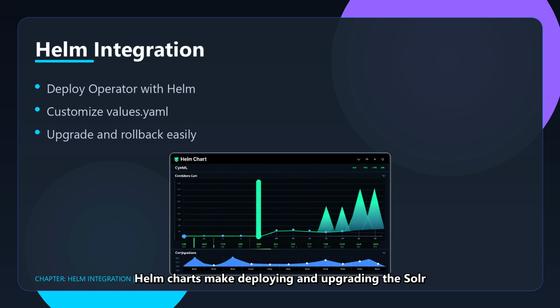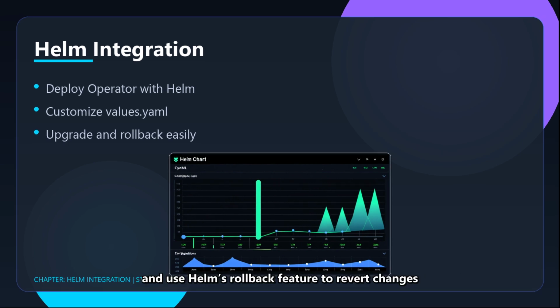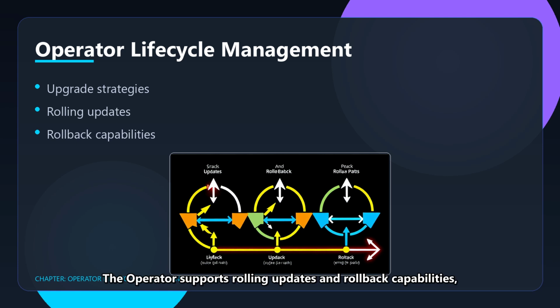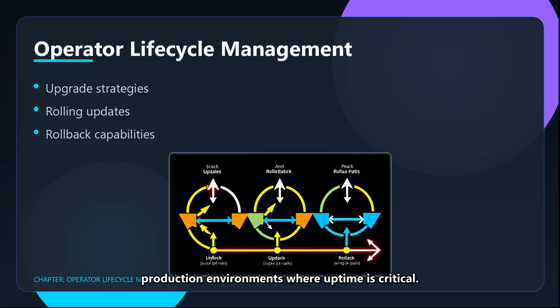Helm charts make deploying and upgrading the Solr Operator easy. Customize values.yaml to match your environment, and use Helm's rollback feature to revert changes if needed. The operator supports rolling updates and rollback capabilities, ensuring zero downtime upgrades. This makes it ideal for production environments where uptime is critical.